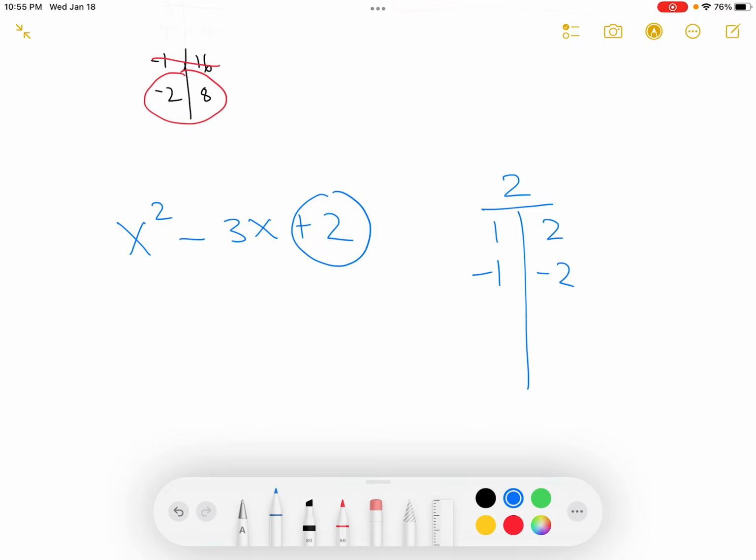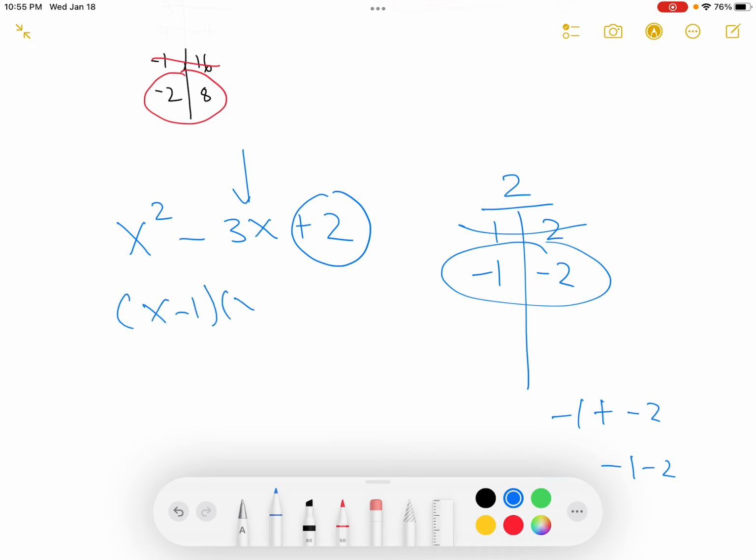Now I'm looking for the combo that adds to be negative 3. 1 plus 2 is positive 3. Negative 1 plus negative 2, that's going to be negative 3. So that's the one that I want. We're going to write this as (x - 1)(x - 2), and we're done.